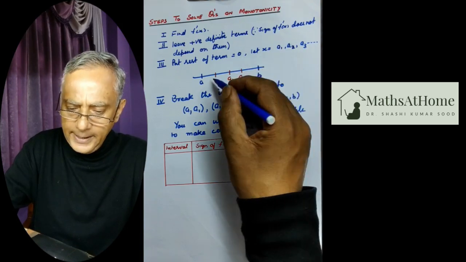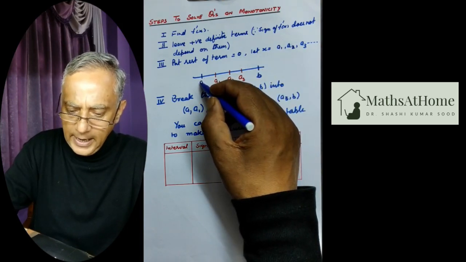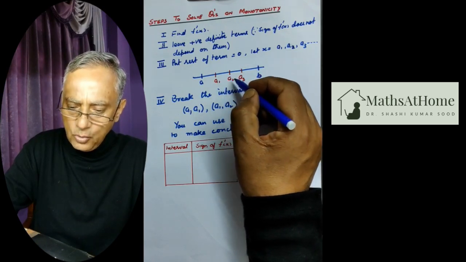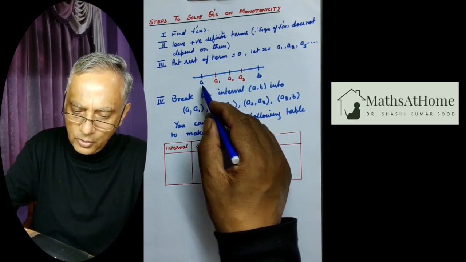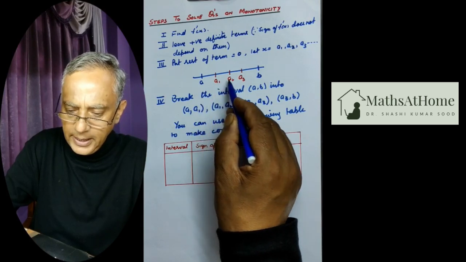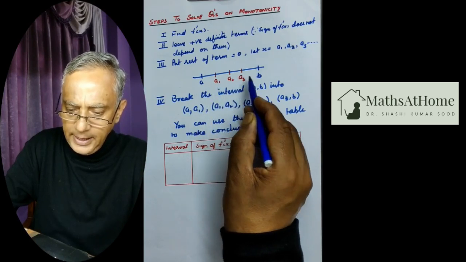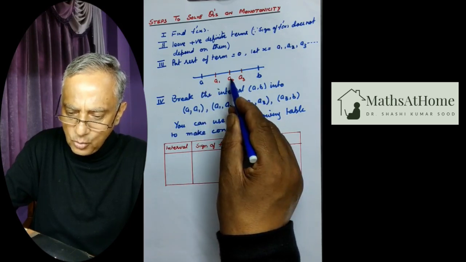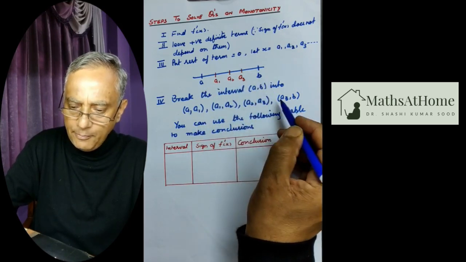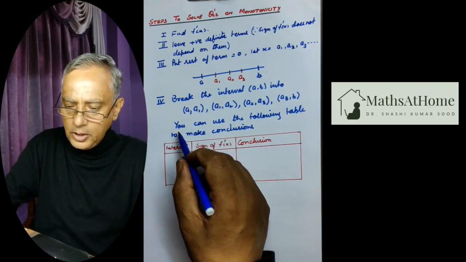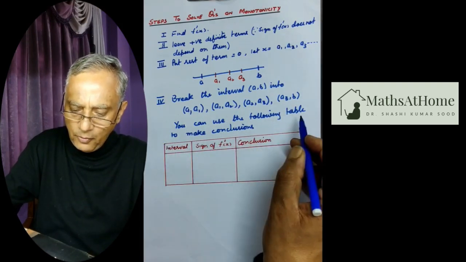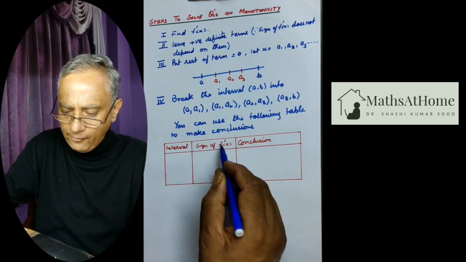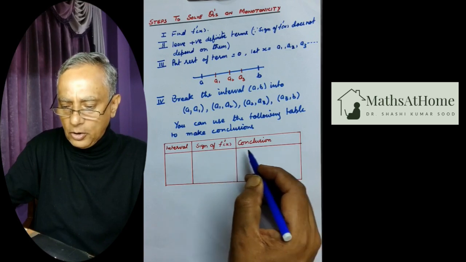So you can divide the interval a b given in the question into the following intervals: a1, a2, a3. So break the interval into a to a1, a1 to a2, a2 to a3, a3 to b. And to interpret the results, you can make use of the following table. Write the interval here, find the sign of f dash x in this interval, and draw the conclusion.